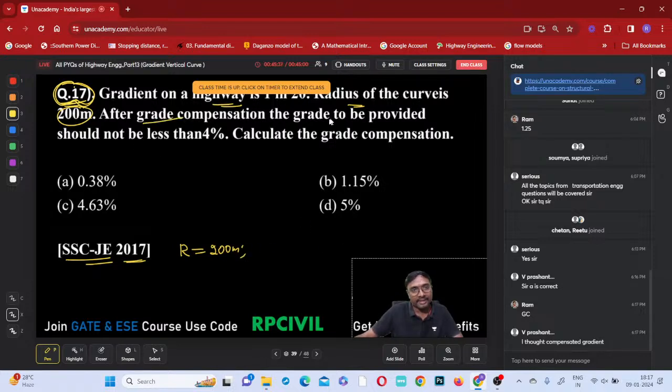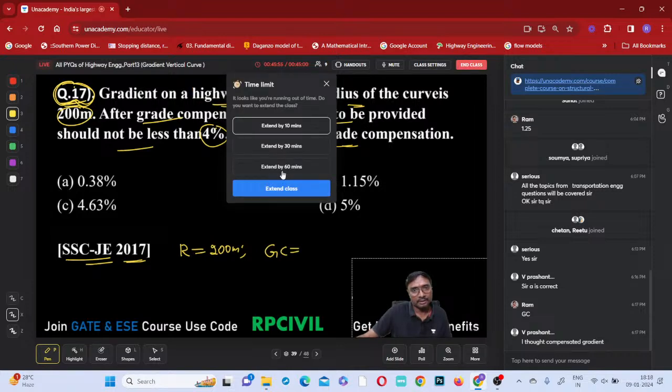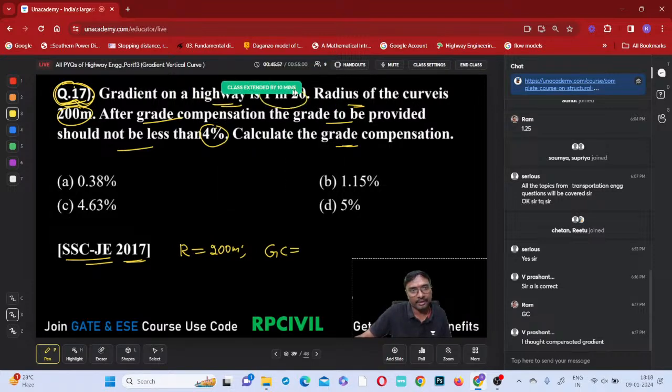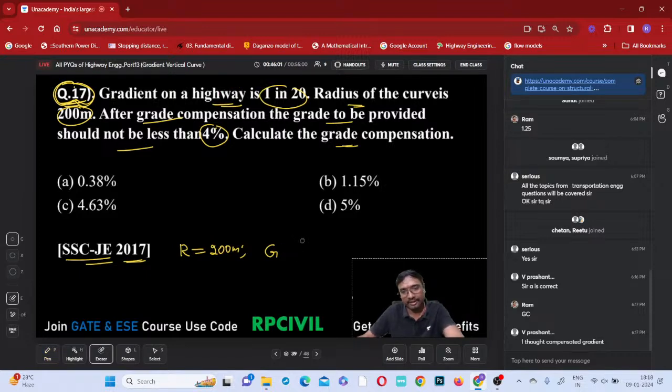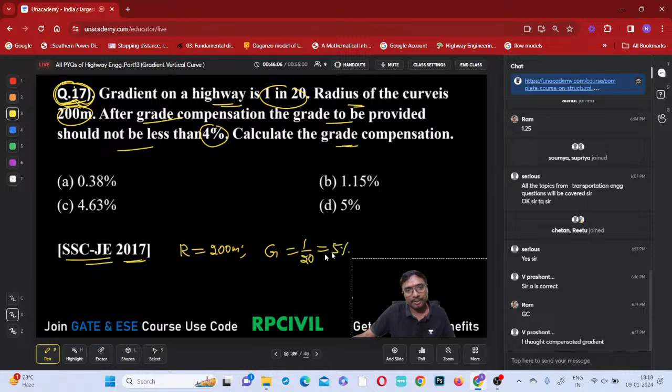After grade compensation, the grade to be provided should not be lesser than 4%. Calculate the grade compensation. You are asked to identify which one is grade compensation. How can you calculate the grade compensation? Original gradient is 1 in 20, right? 1 in 20 means how much percentage? 5%. Now tell me what is the grade compensation?